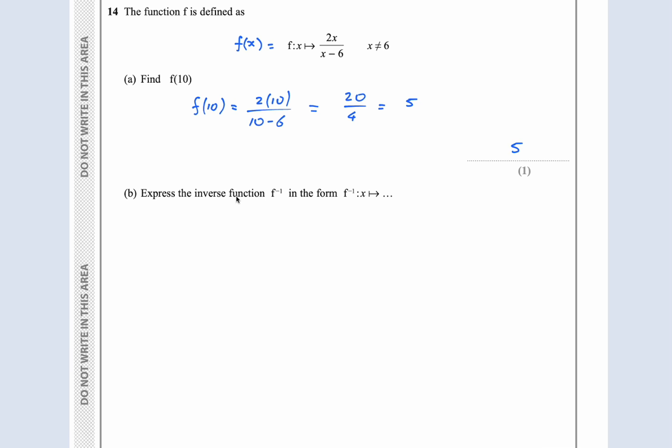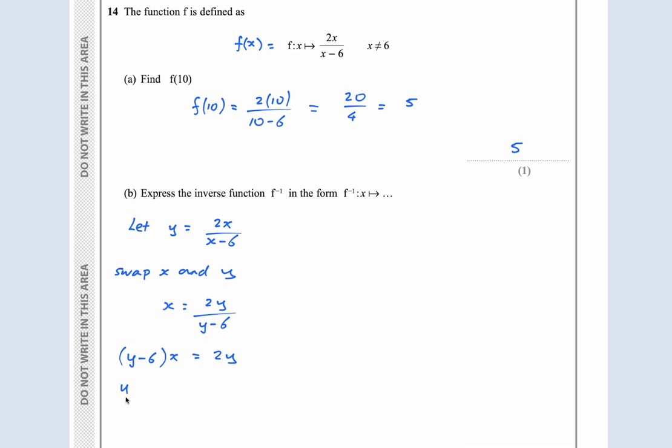Then it says express the inverse function in this form, right? To get the inverse function, we always let y equal this, 2x over x minus 6. And then we swap x and y. That's because that is what the inverse function is, guys. We swap x and y. So x is equal to 2y over y minus 6. And then we essentially make y the subject. So I'm going to multiply across by y minus 6. Don't forget your bracket, equals 2y.